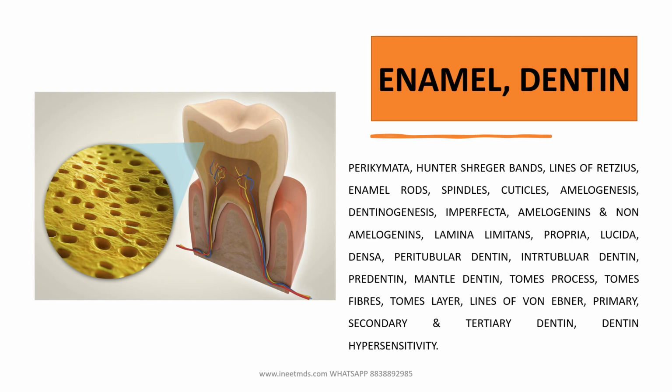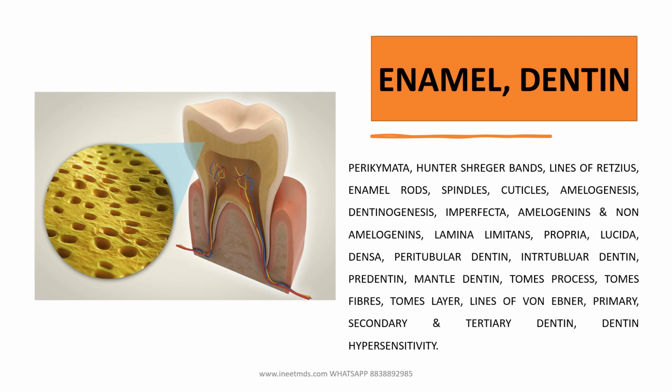So under that you should know what is a perikymata, Hunter-Schreger bands, lines of Retzius, enamel rods, spindles and cuticles, the difference between them, amelogenesis and dentinogenesis steps involved in them, and the imperfecta included in it, that is amelogenesis imperfecta and dentinogenesis imperfecta. Just the classical clinical features and the radiographical features are enough, no need to study in depth about it.